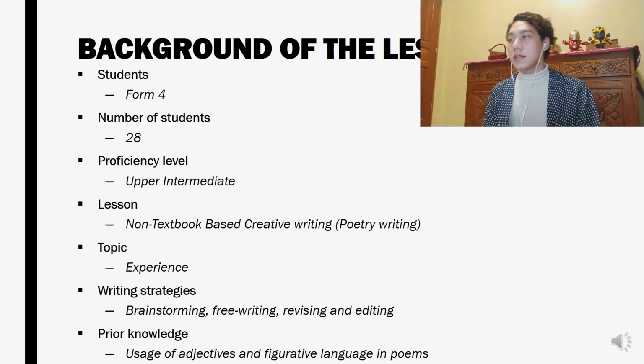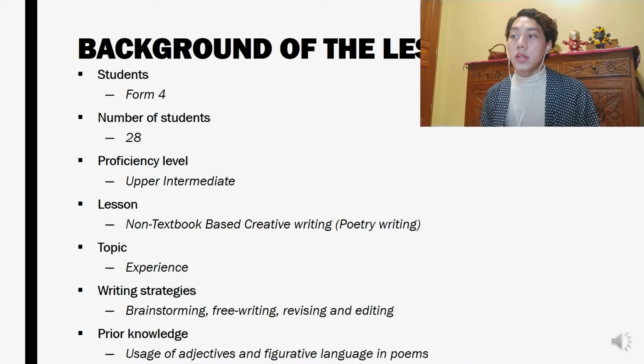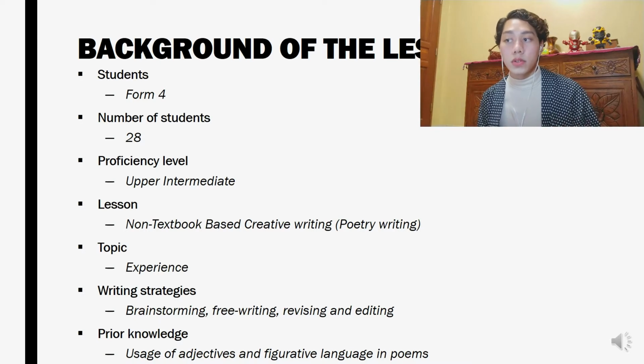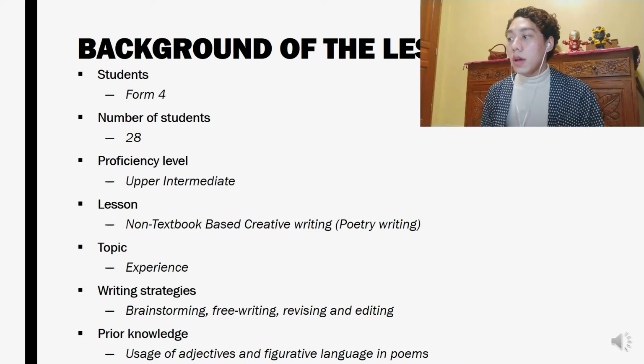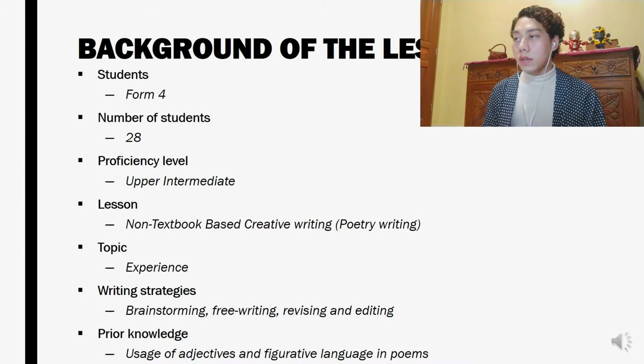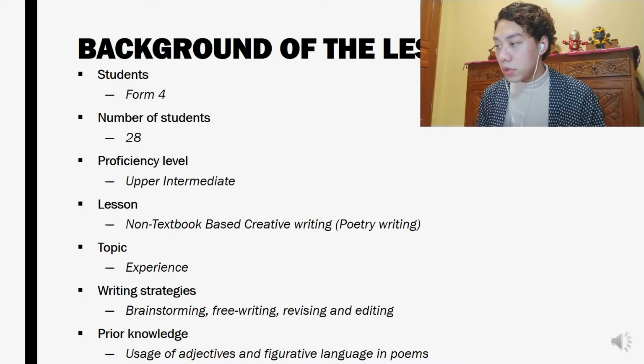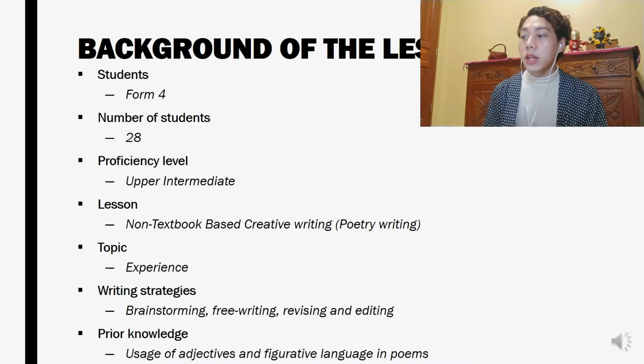Background of the lesson. For this lesson, we are going to be teaching a total of 28 Form 4 students of upper intermediate proficiency level. This lesson is a non-textbook based creative writing lesson, focusing on poetry writing, and the topic is experience. The writing strategies involved are brainstorming, free writing, revising, and editing. The prior knowledge the students have is the usage of adjectives and figurative language in poems.